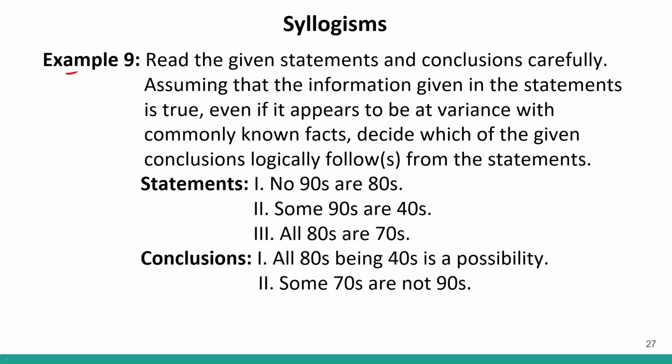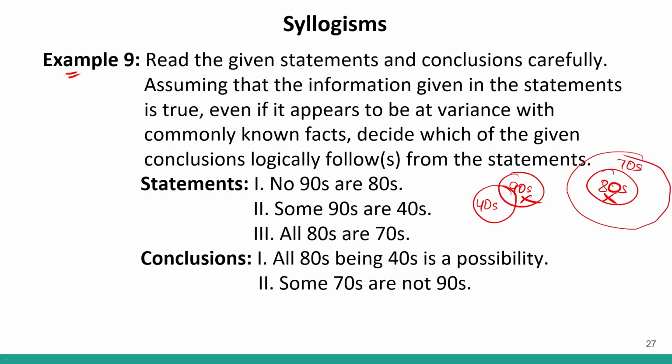Okay. Example number 9. Three statements, 2 conclusions. No 90s are 80s. That means there is a restriction on 90s and 80s. They are separate entities. They will not overlap. Some 90s are 40s. So we will have some 40s that will be overlapping with 90s. Correct? All 80s are 70s. That means 70s will be like this. So this will be my Venn diagram.